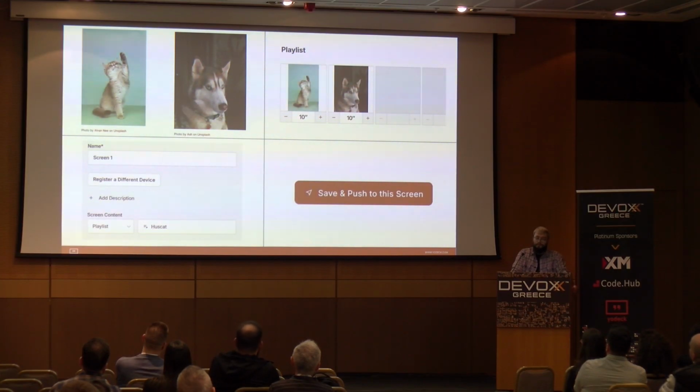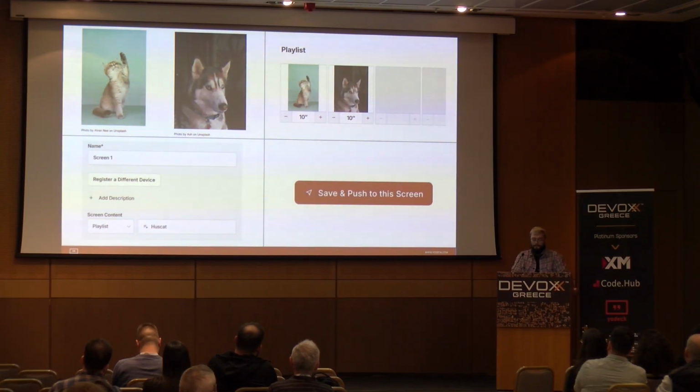And then you go to your screen view, which, like all of these views in the portal, has a lot more components, but I'm just showing you here the most important ones. In each screen, you can name it however you want, so you can recognize which screen is which, and you can then select the screen content you want to display. Here, obviously, I have added the playlist that we created earlier, and then you press the button Save and Push to this screen.